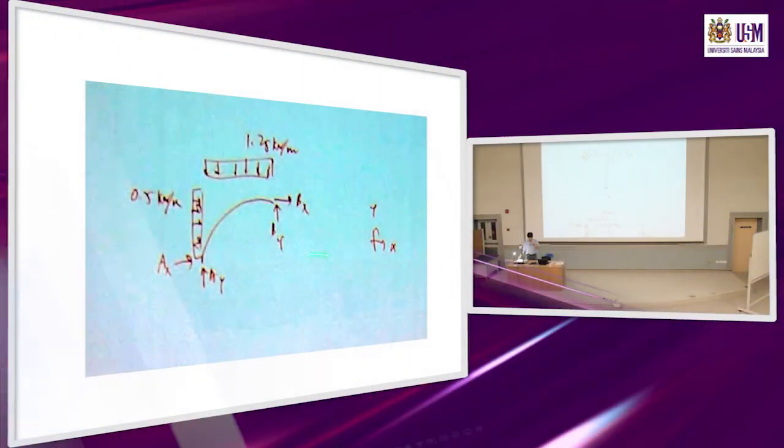So the third one that you have to draw is for the three pin arch problem. Three pin arch, so when I cut through here, half only, I cut it only part A and B. So this is X, this is Y, this is a pin support, so AX and AY. This is a loading here. And this is a pin joint.